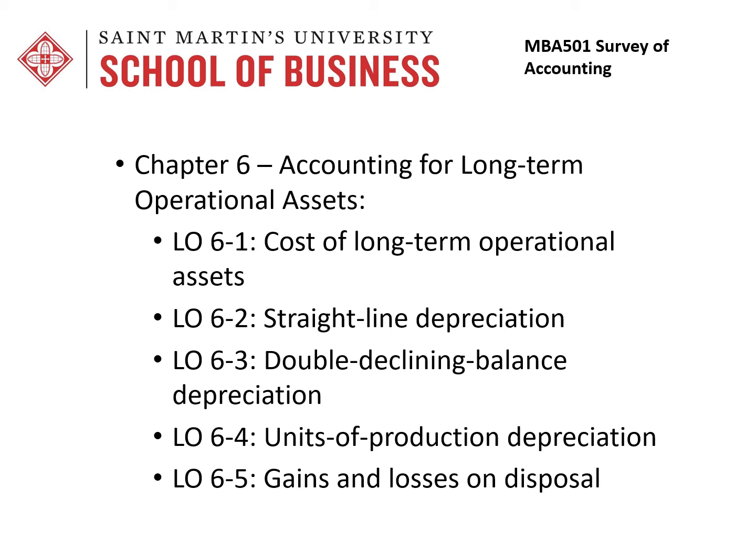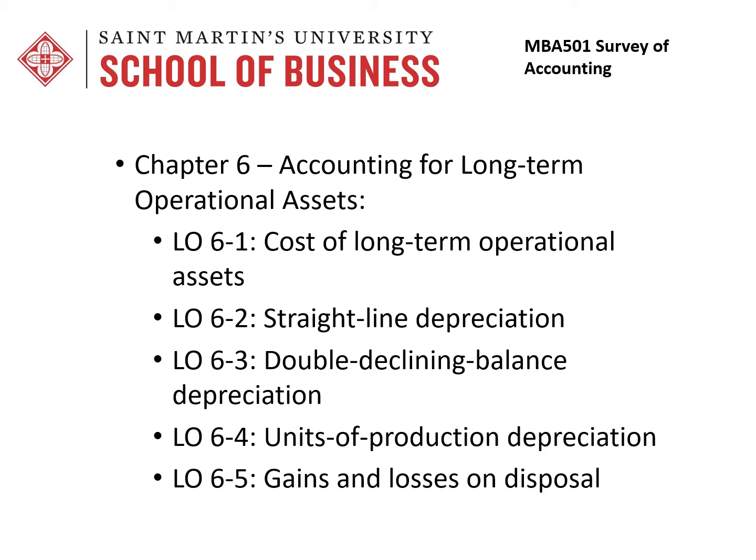So chapter 6 deals with long-term operational assets. So things like computers and buildings and machinery and trucks and all of the things that you need to run your business. So in this part, I'll talk about how to determine the cost of those items, because sometimes it's more than just one amount. It's a combination of expenditures. And then I'll talk about different ways of depreciating that asset, which is a way of spreading its cost over its useful life. So I'll talk about straight line, which is the most popular, double declining balance, and units of production. That's what I'll cover in the first part of this lecture.